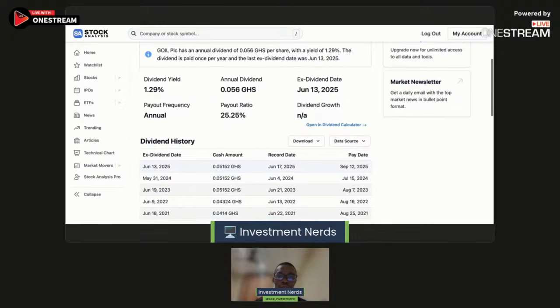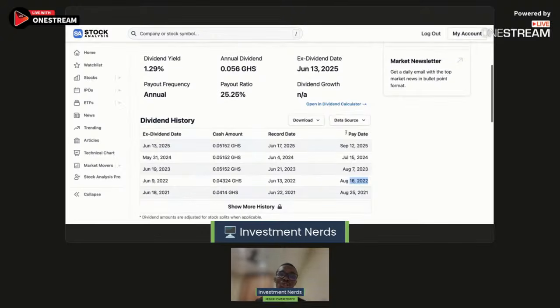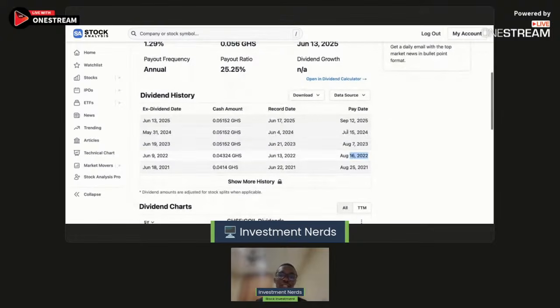Okay. Now you look at Go, you come down here, look at it. They paid 2025. Look at the pay date, September. They also paid 2024. They paid 2023. They paid 2022 and then 2021. In fact, they paid the other one, but I'm on the free version, so I can't see more. So you can see that Go is a constant dividend payout. Go has always been paying dividend if you look at this place carefully.